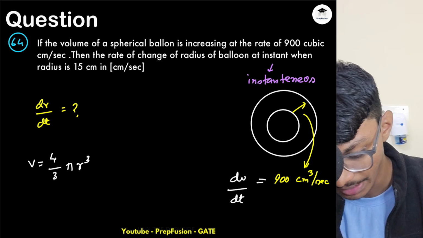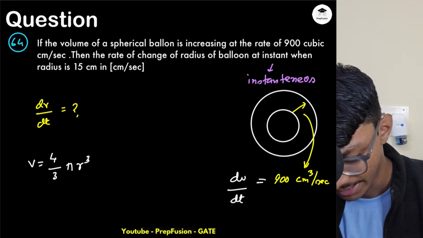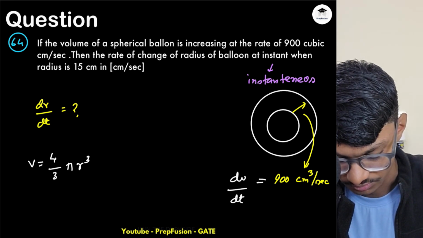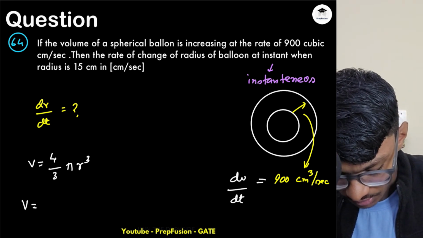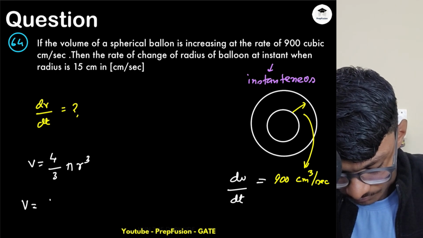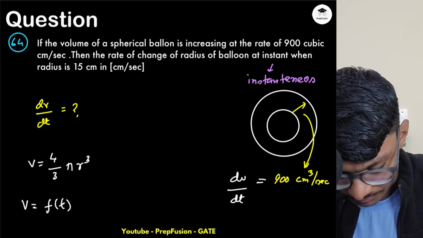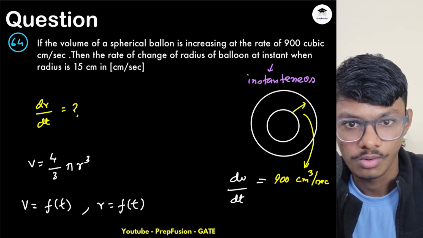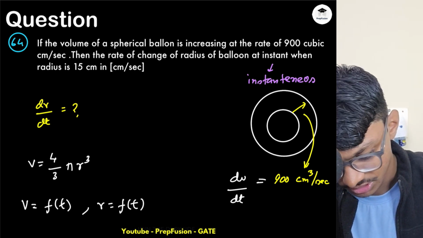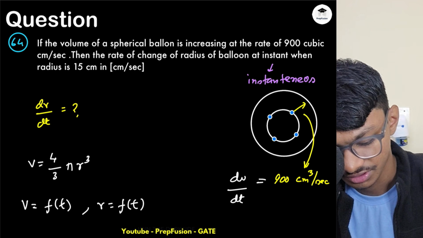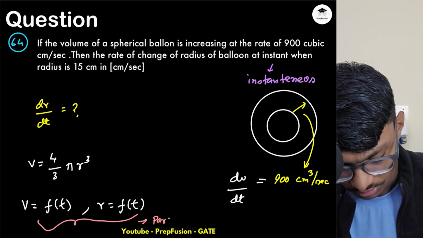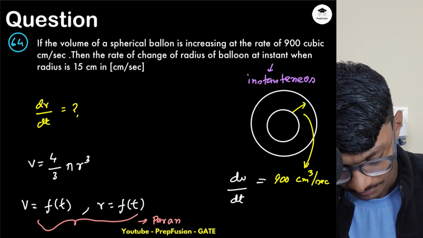So again, this is a parametric equation. As my V is a function of time, and my r also is a function of time. Both are functions of time. So this is a parametric equation. I can differentiate with respect to time on both sides.